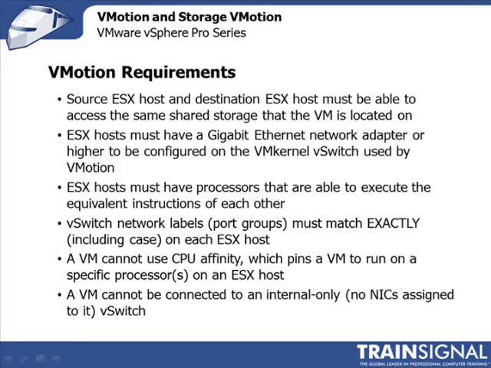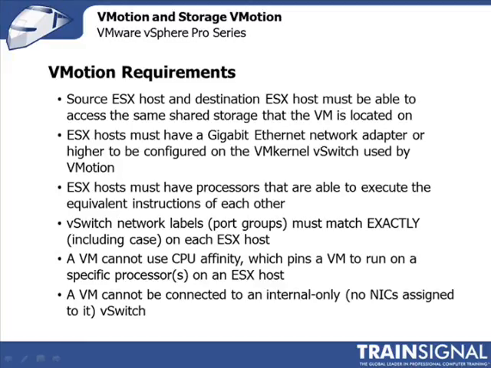For best results, and because vMotion traffic is sent clear text, it is best to have an isolated network for vMotion traffic. ESX hosts must have processors that are able to execute the equivalent instructions of each other. Processor clock speeds, cache sizes, and number of cores can differ between ESX hosts, but they must come from the same processor vendor, either Intel or AMD, and have compatible feature sets. It is possible to override these restrictions for CPUs from the same vendor, but by doing so, it is possible to cause a virtual machine to crash due to its accessing a CPU feature or an instruction that the new ESX host does not support.